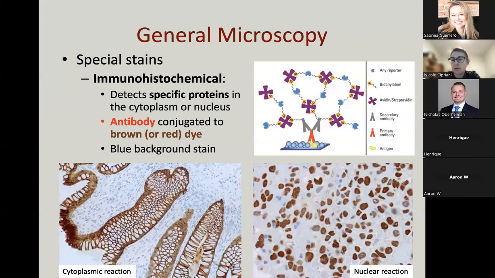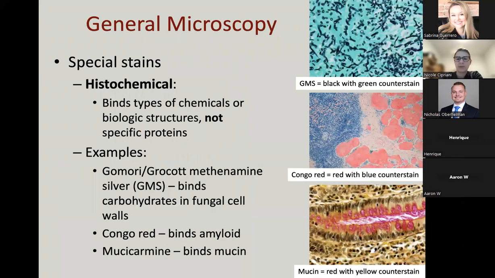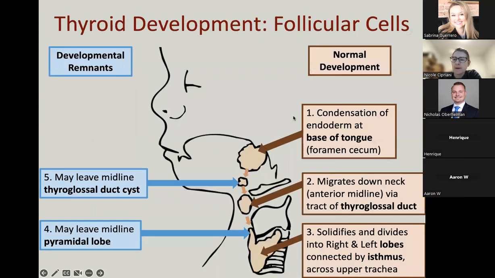We may or may not do immunohistochemical stains, which of course are antibodies specific to various proteins in the cytoplasm and the nucleus and the cell membrane, or other histochemical stains, which are not specific to a certain protein, but generically stain, for example, carbohydrates in fungal cell walls like GMS, any type of amyloid like Congo red, and then mucin. So just some examples of the stains we use in practice.